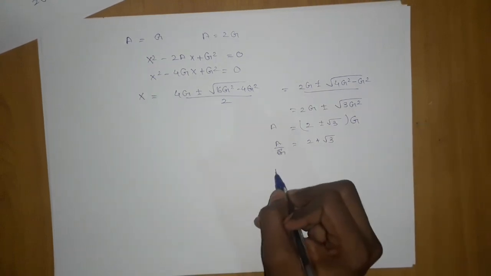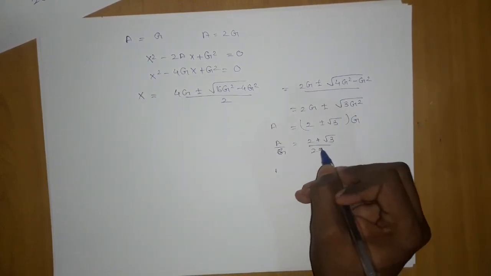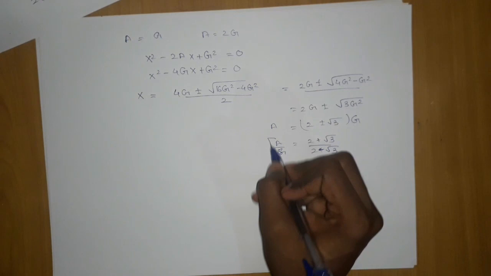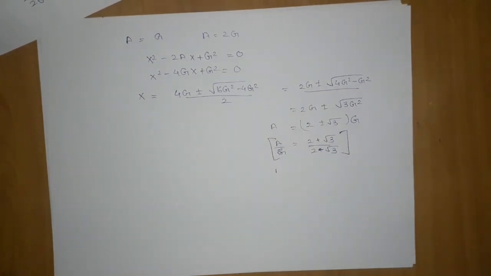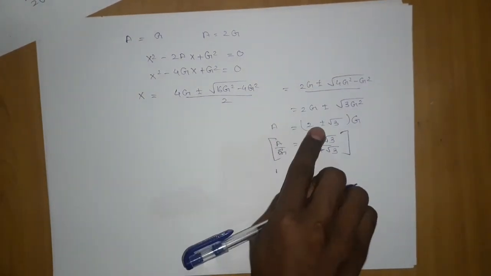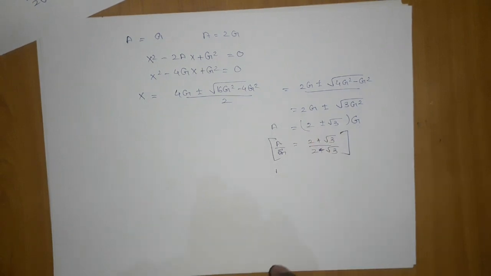Similarly 2 by root 3 plus 2 minus root 3. So from here we get this thing. You can divide it. The ratio can also be equal to 2 minus root 3. So we are done with this problem.